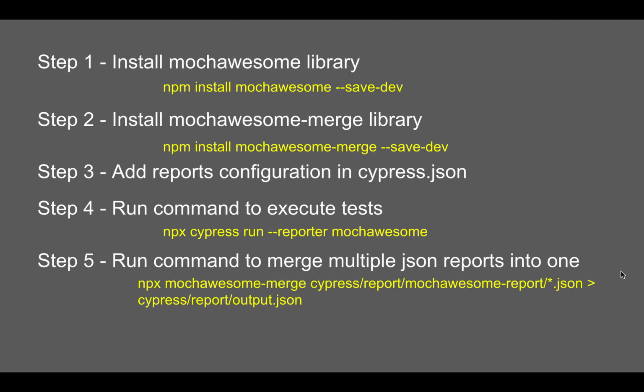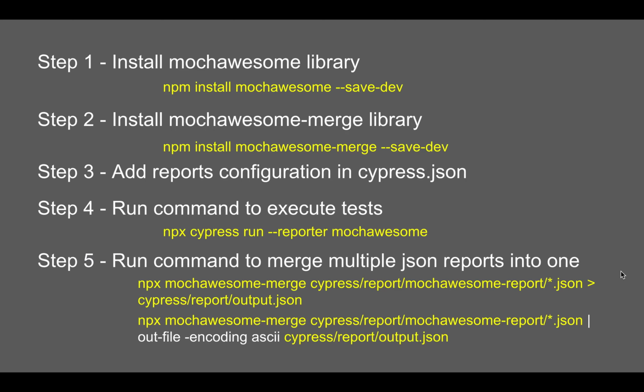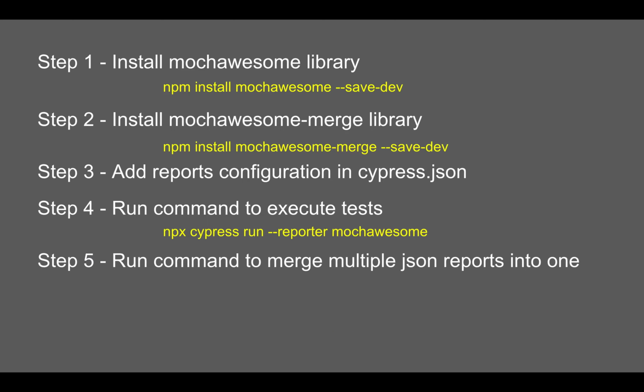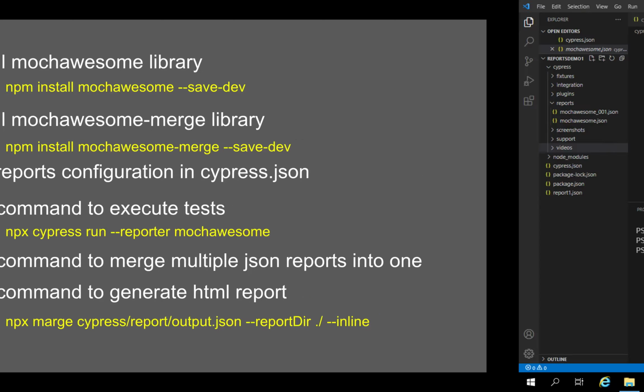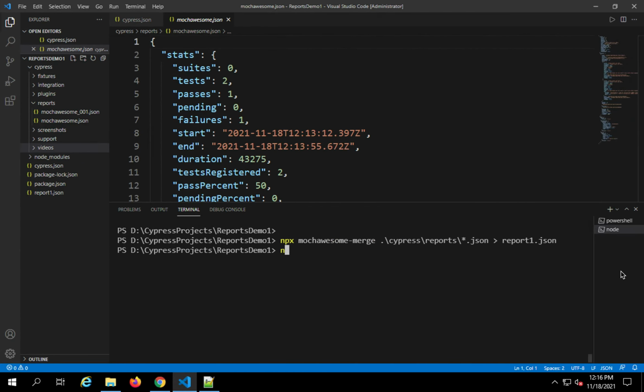And now the next step is, just in case you get some issue, we can use a different option to add the encoding. But before that, let me show you. If you run the next command, we have to generate an HTML report out of this merged report JSON file. For that, we use the marge command, and this comes from the Mocha Awesome report generator library. And it is not merge, it is marge. So there is no typo here. You can just check this.